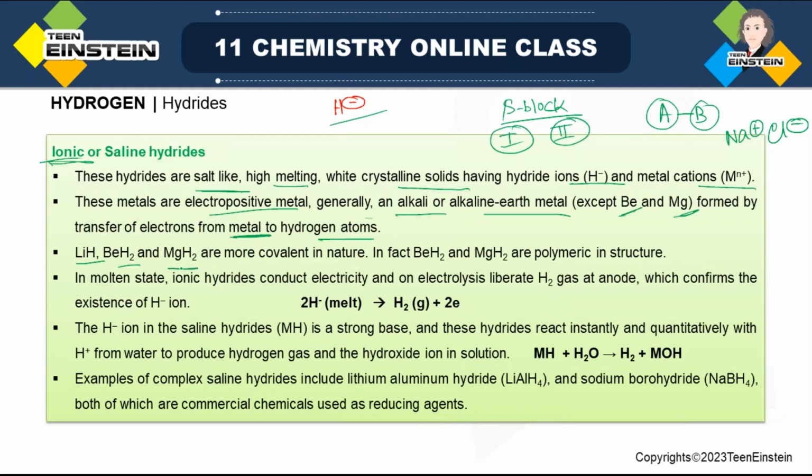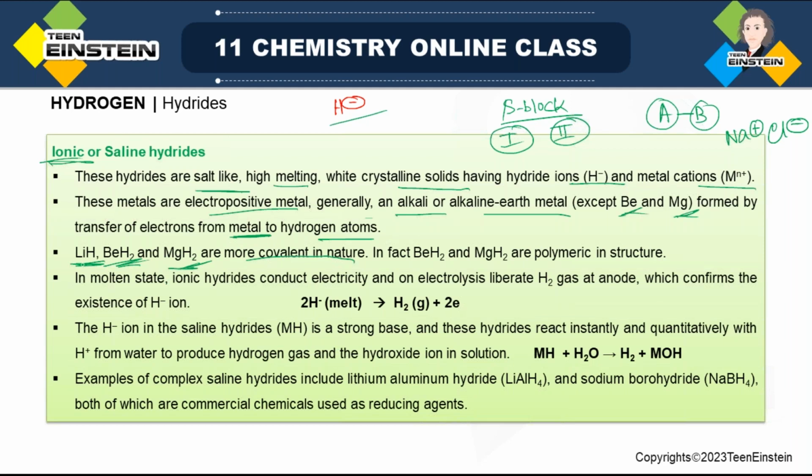LiH, BeH2, MgH2 are more covalent in nature. That is why Be and Mg can be considered exceptions. LiH is less covalent compared to Be and Mg. But still remember, though we are considering LiH under ionic, it still has some covalent character. And it is better that we do not consider these two hydrides, BeH2 and MgH2.